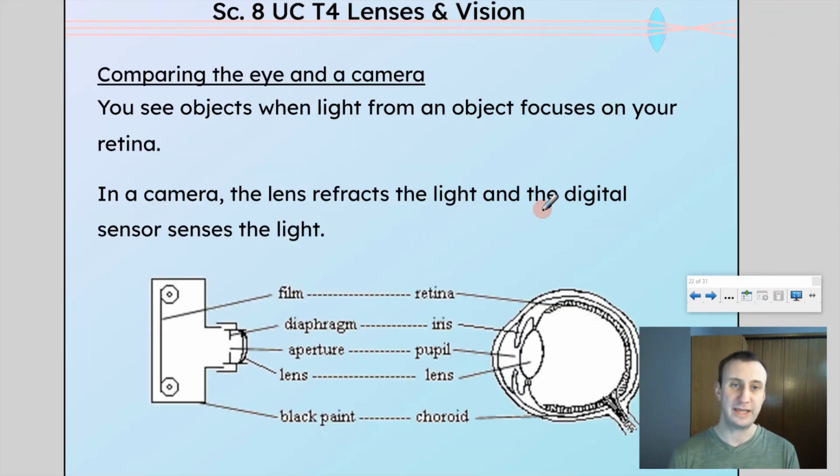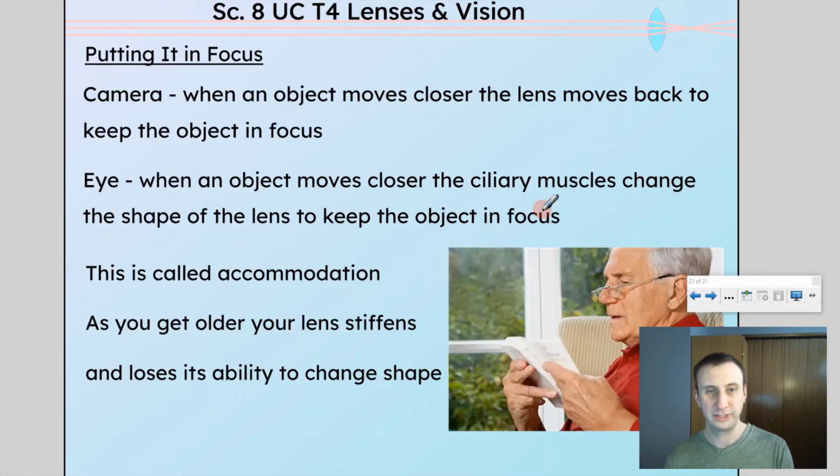So let's compare the eye and the camera and talk about how they're similar and how they're a little bit different. When you see objects, light from an object is actually focusing on your retina. In a camera, the lens refracts the light and the digital sensor, or the film, if you're talking about an old camera, senses that light. That's kind of the same between the retina and the digital sensor in a digital camera. When we're talking about focus on a camera, that would involve different lenses that move forward and backwards inside the camera, and that allows you to keep the object in focus at whatever depth you're looking at.